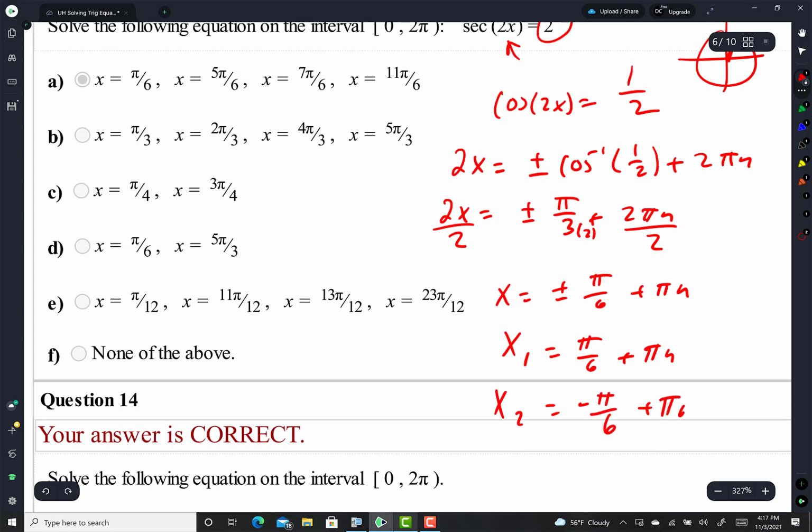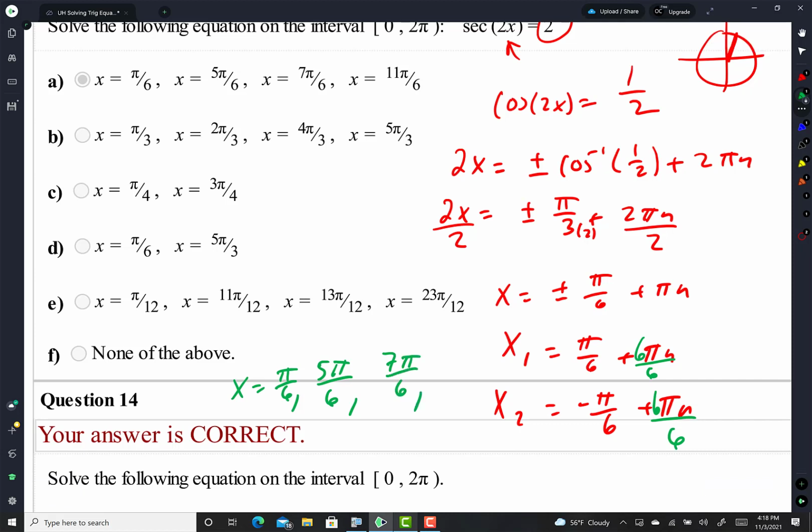Chavez, what do you mean it's going to give you all the over 6's? Well, common denominator is 6 over 6, 6 over 6. So check it out. Pi over 6 is the very first answer. Then the next answer comes from the negative one: negative 1 plus 6 is 5 pi, so 5 pi over 6. And the next one comes from the positive one: 6 plus 1 is 7 pi. And then the next one comes from 5 pi over 6 plus 6 pi over 6, which is 11 pi. So there it is.